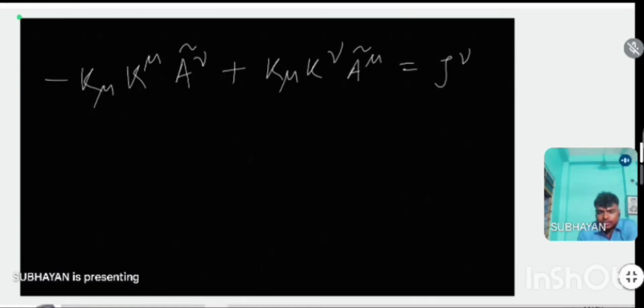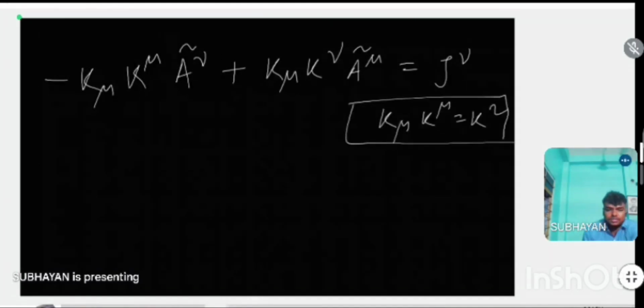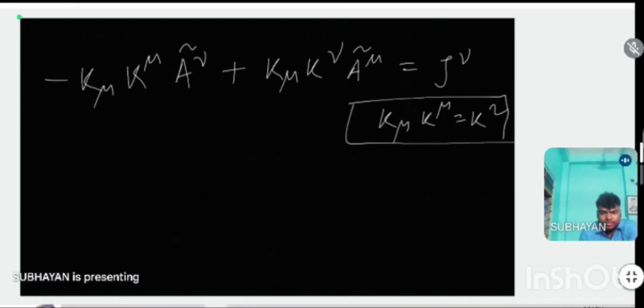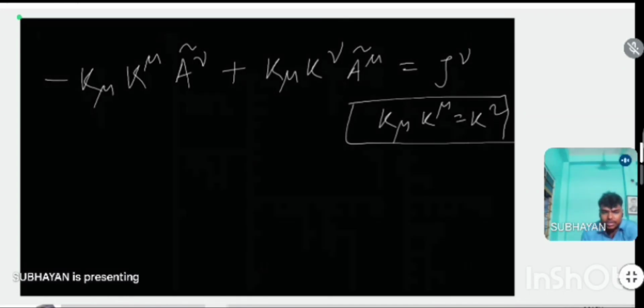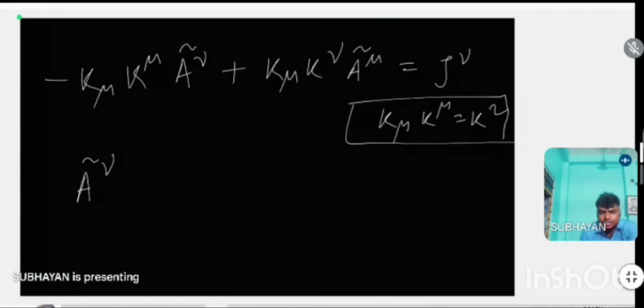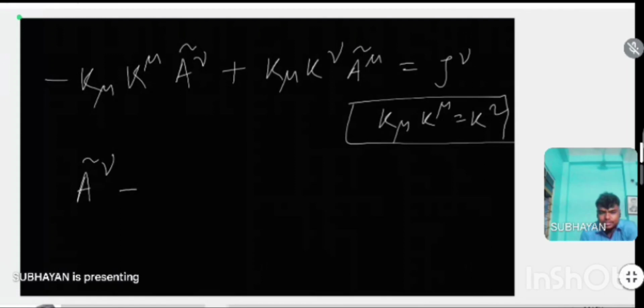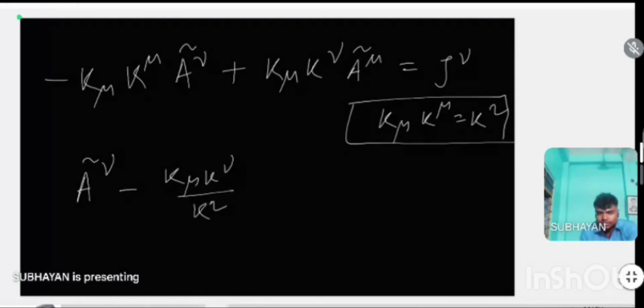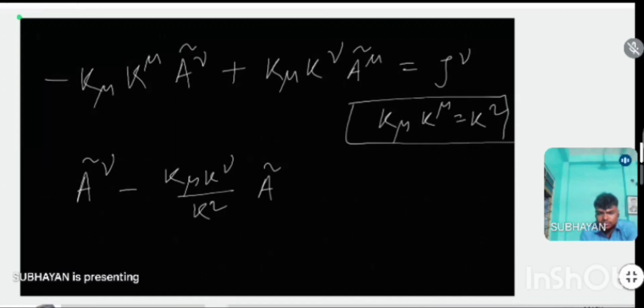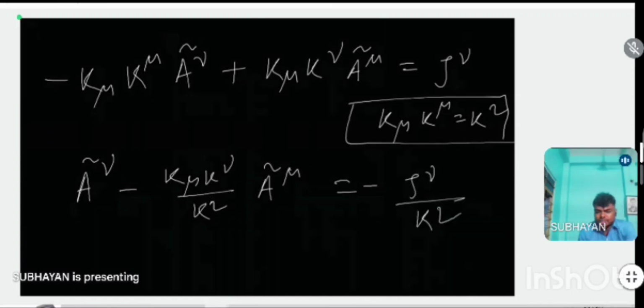So k mu k mu is the tensor inner product, which is k square. So you have k square. So I am taking minus k square common. So A nu tilde minus k mu k nu by k square of A mu tilde is equal to minus of J nu tilde by k square.